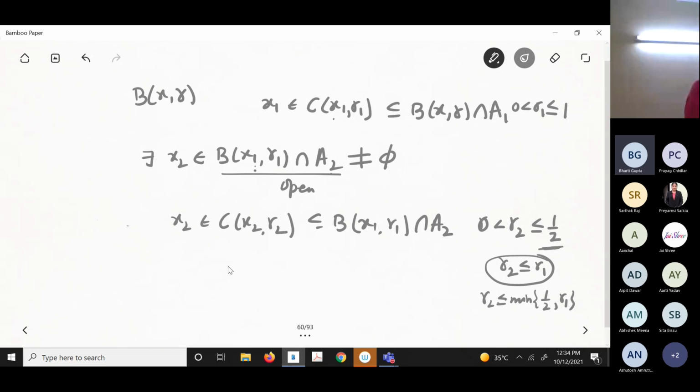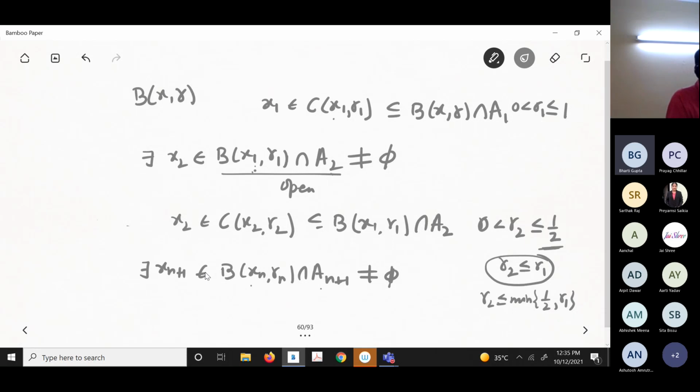So suppose you have chosen X1, X2, Xn and R1, R2, Rn, chosen that way, such that you have this. That means at the end stage, you will have this intersection not equal to empty, because this is open, this is open, the intersection is open, and this is dense, so it is not equal to empty. So there exists Xn plus 1 belonging to this.